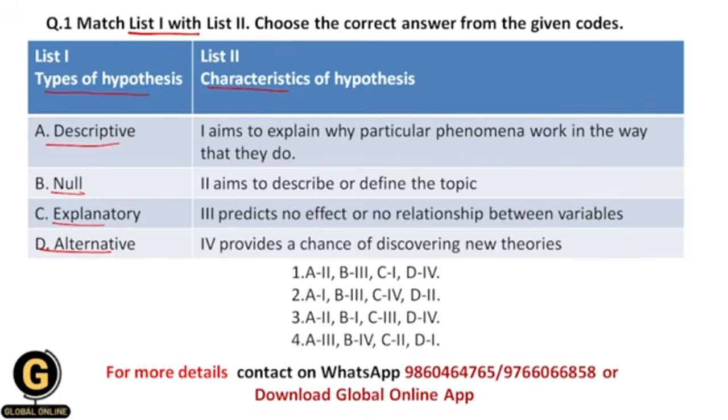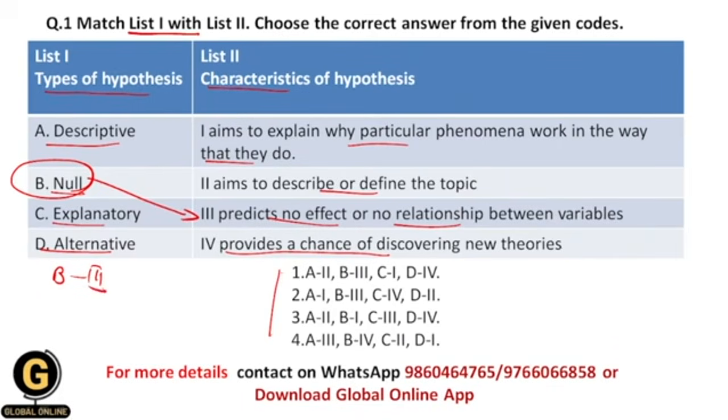Now let us see list 2. First is aims to explain why particular phenomena work in the way that they do, then aims to describe or define the topic, then predicts no effect or no relationship between variables, then provides a chance of discovering new theories, and here they have given us 4 options. So students, as we have seen in earlier videos, null hypothesis is a statement which predicts that there is no effect or no relationship between the variables, and that's why null hypothesis will match with option 3. B will go for 3.